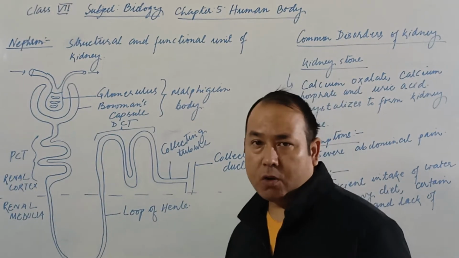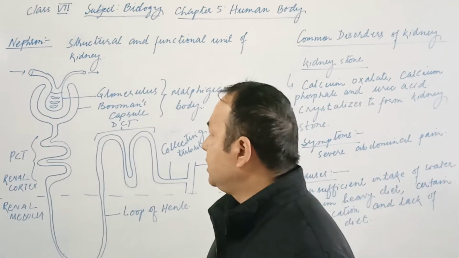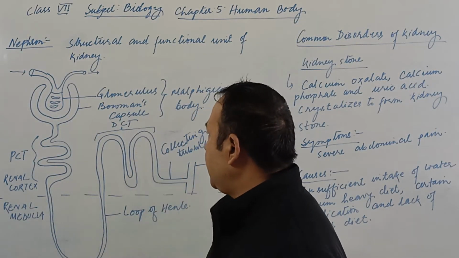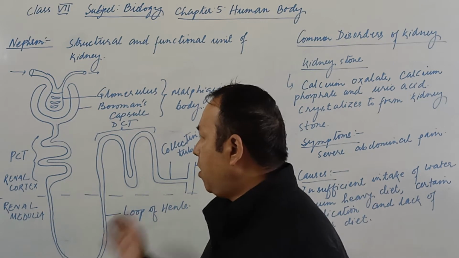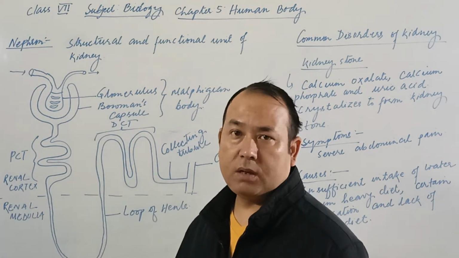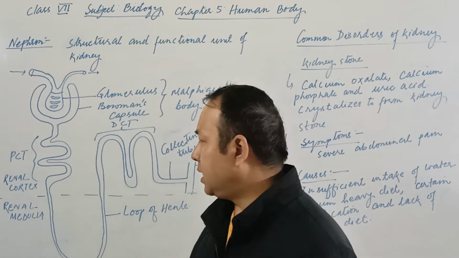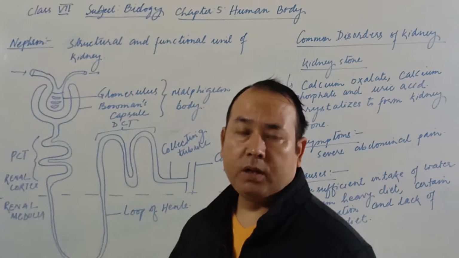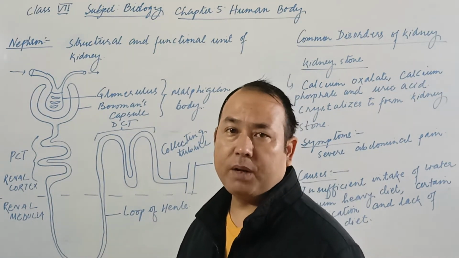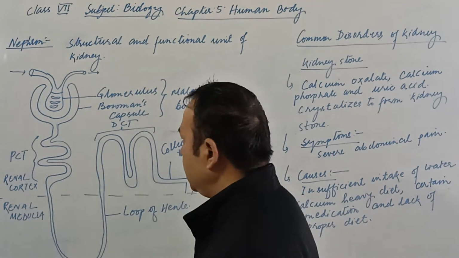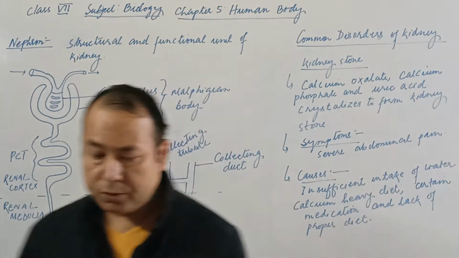Now one more important thing you need to remember, that this PCT, Malpighian body, and then again DCT, they all lie in the region renal cortex. Cortex means the peripheral region, outer region. And then again, this loop of Henle is the only part of the nephron which lies in renal medulla, that is towards the middle region, central region of the kidney. So this is about the nephron.